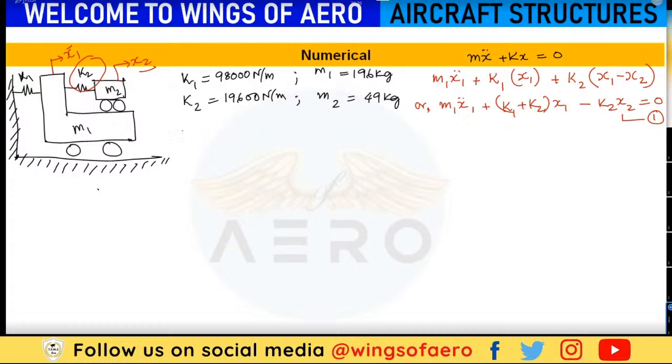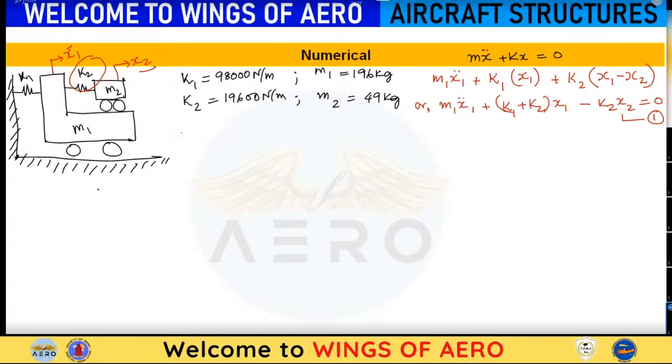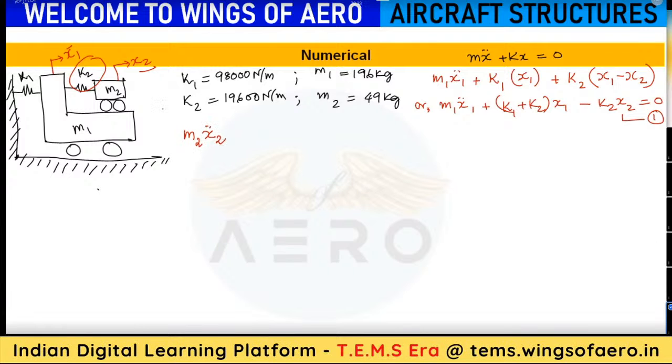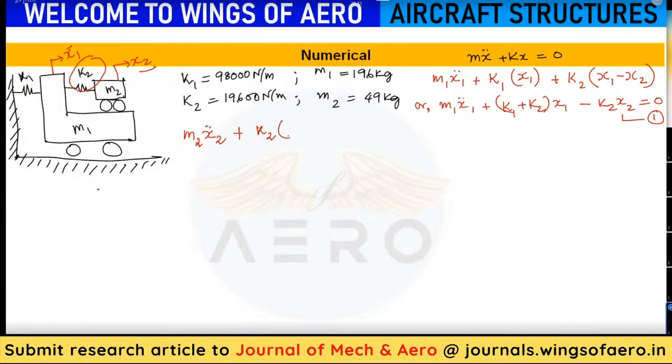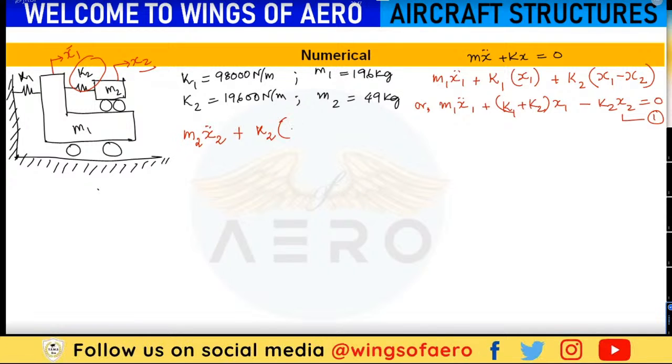Next we will go for mass 2. For mass 2, first we simply write m2 x double dot 2. Now plus, what is this m2 sharing with? M2 is sharing only with k2, right? K2, what will I write here? What should be the displacement over here?